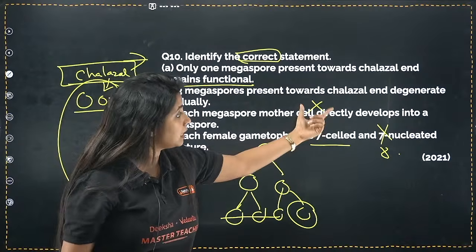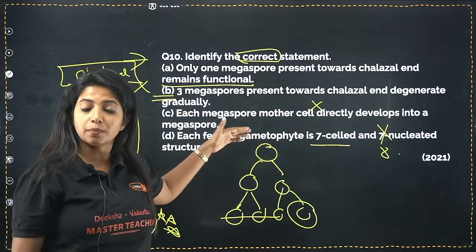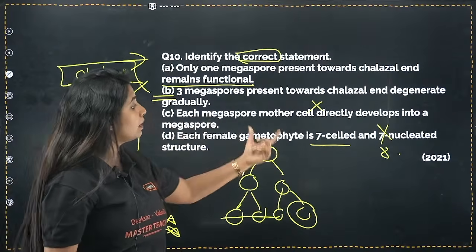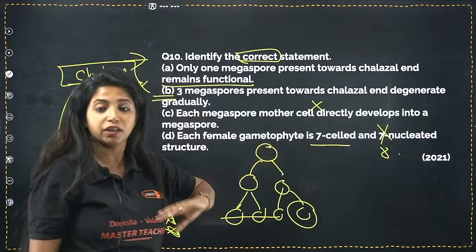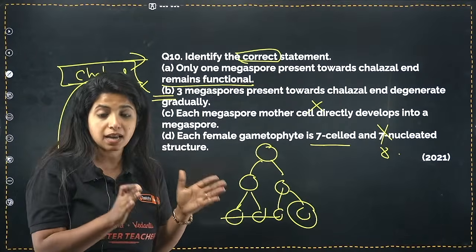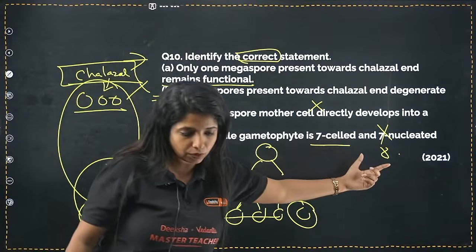Each megaspore mother cell directly develops into megaspore. No, there is a meiotic division that is happening. That is why we say it's not direct development. Now, each female gametophyte is 7-celled and 7 nucleated. Wrong. Female gametophyte means embryo sac. Embryo sac has 7 cells, but the nuclei are 8 of them, not 7.